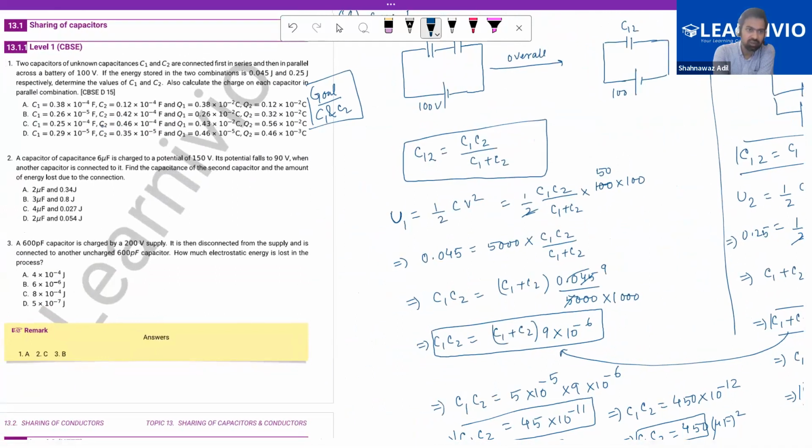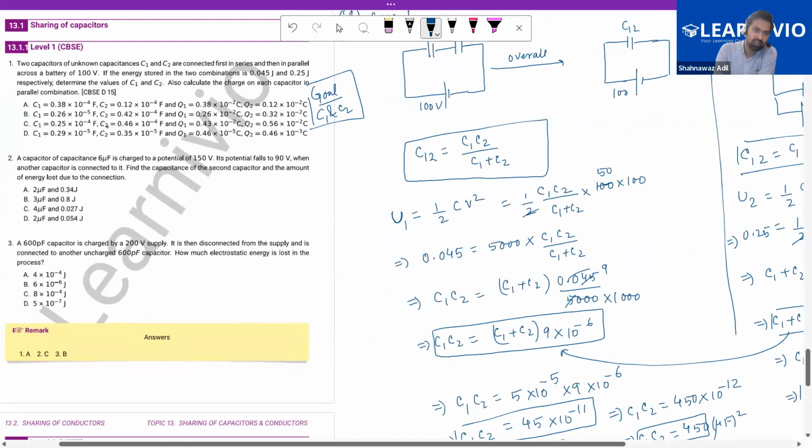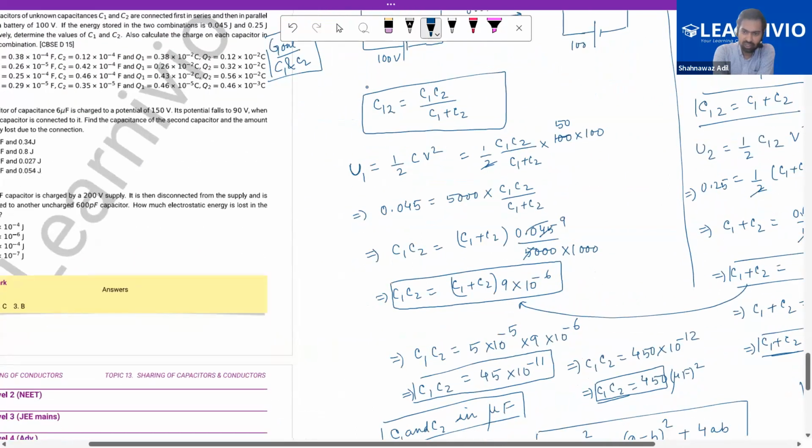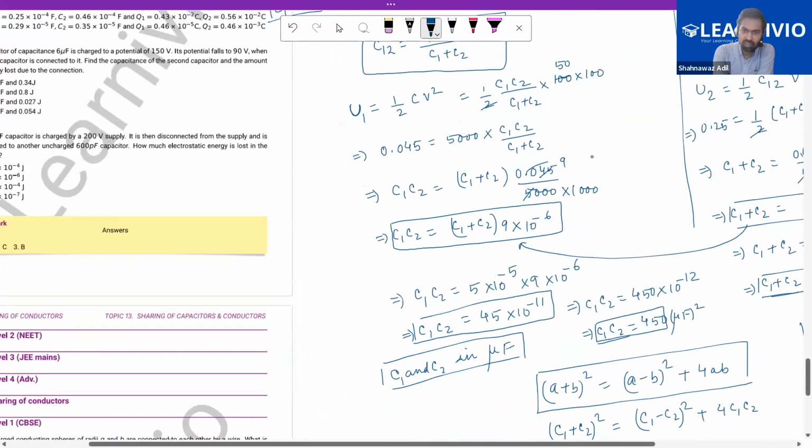So this is matching, but this is not. Total should be 0.5. Okay, so I guess then we have made some mistake in calculation.